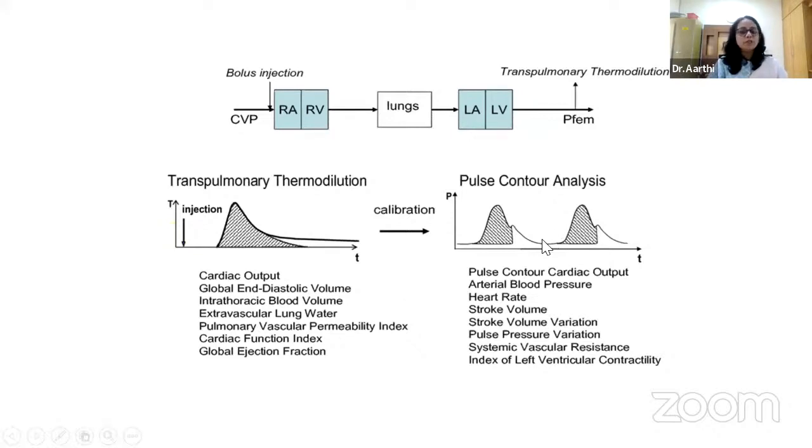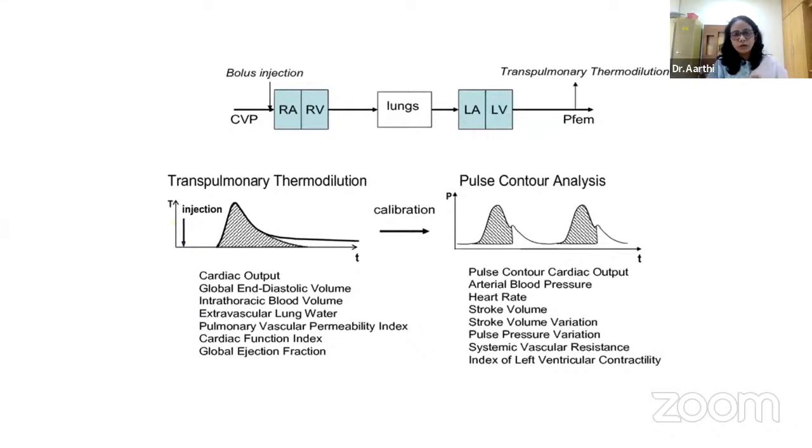In case of pulse contour analysis, the arterial waveform is analyzed and the area under the systolic portion of the arterial curve is plotted. And then there are different analytic techniques used to measure and derive the cardiac output. So they derive what is called the pulse contour cardiac output.